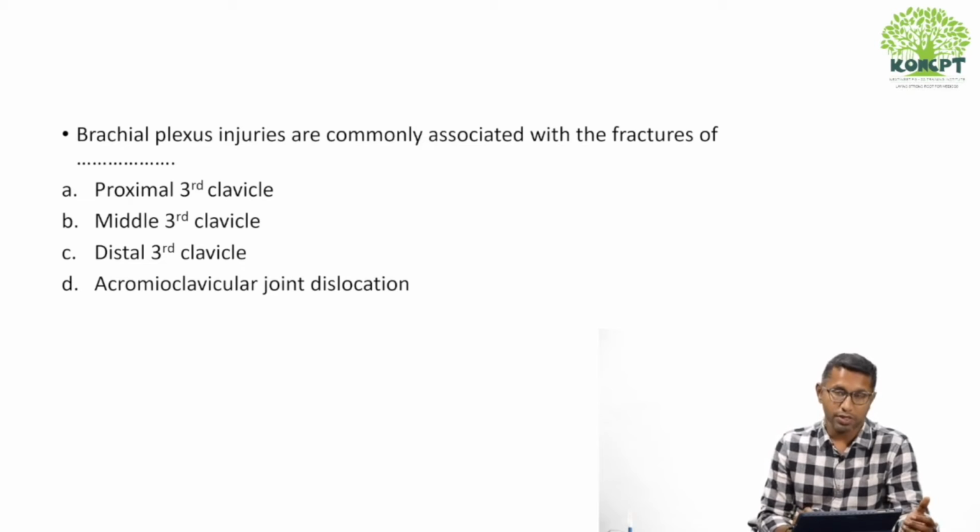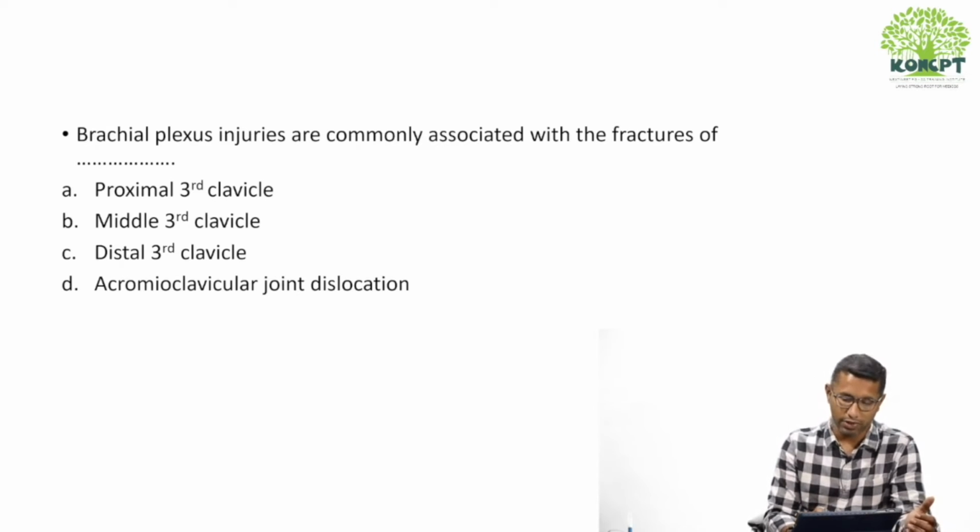To answer this question, we need to know about the anatomy of the clavicle and the relationship of the different structures around the clavicle. So, we will go to the anatomy of the clavicle first. When you look at it, the clavicle is an F shaped bone.